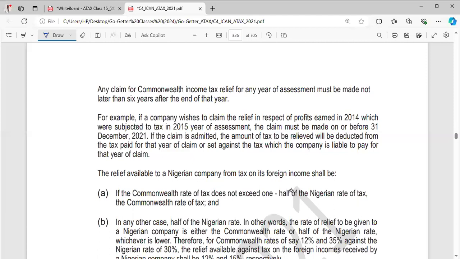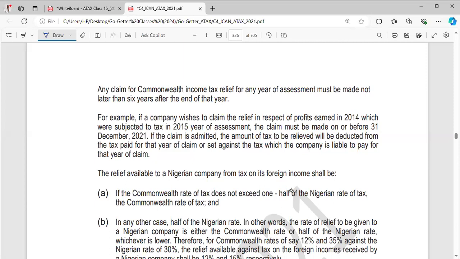If the claim is admitted, the amount of tax to be relieved will be deducted from the tax paid for that year of claim, or set against the tax which the company is liable to pay for that year of claim. So what it means is that when your income tax relief is admitted and accepted, the year of assessment to which it relates, the tax will be relieved from there.